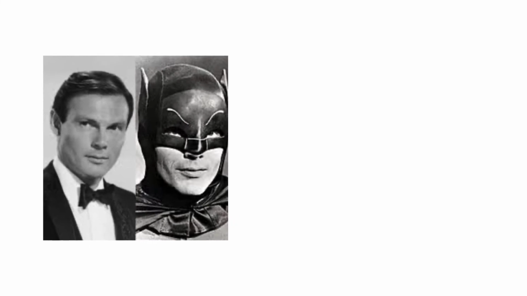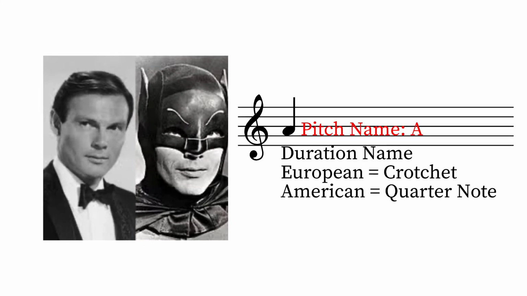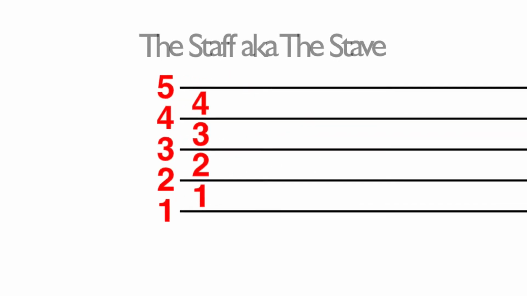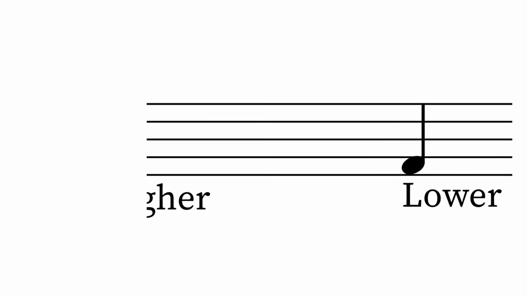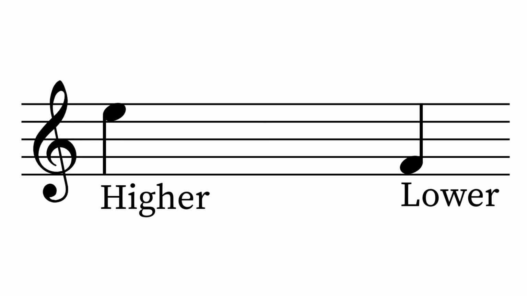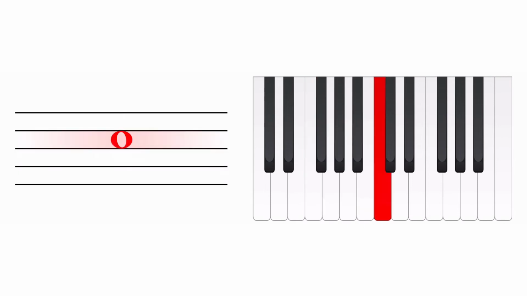So now we know that each note has a dual identity, its duration name, like crotchet or quarter note, and its pitch name, like A, B, C, or D. To notate pitch, we use a device called the staff, 5 lines and 4 spaces that show the highness or lowness of a note. Notes towards the bottom of the staff sound lower, and notes towards the top sound higher. See how the notes on the staff represent the white notes on a piano keyboard.